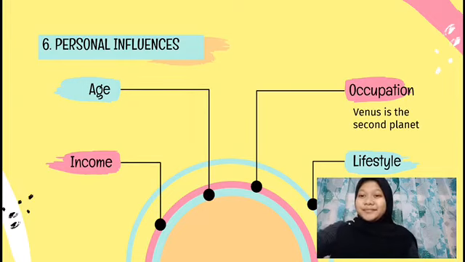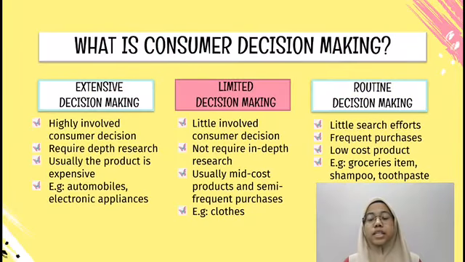What is consumer decision making? There are three types of consumer decision making. First, extensive decision making. Second, limited decision making. And lastly, routine decision making. Extensive decision making. It is a highly involved consumer decision whether to purchase or not purchase a product. It requires a lot of time, where research is needed before deciding to purchase that product. Usually, the products are expensive. For example, automobiles and electronic appliances.